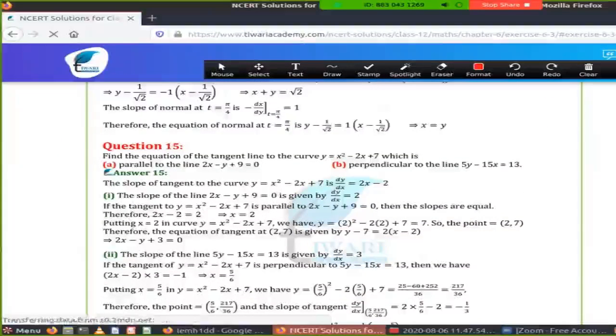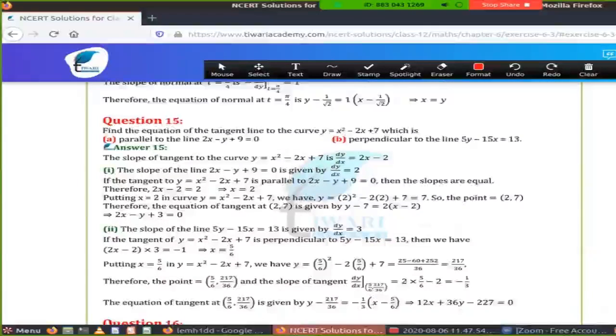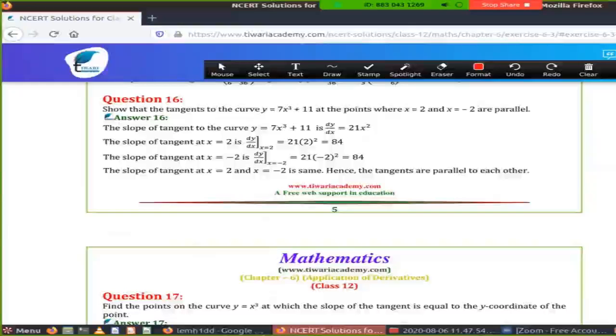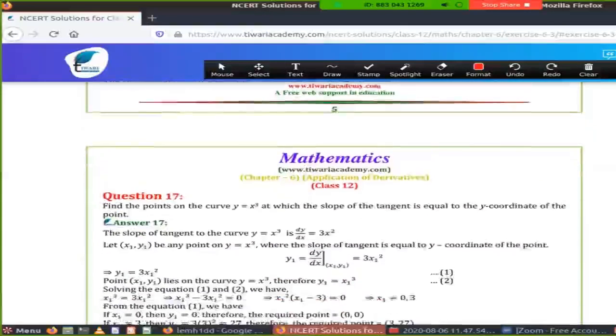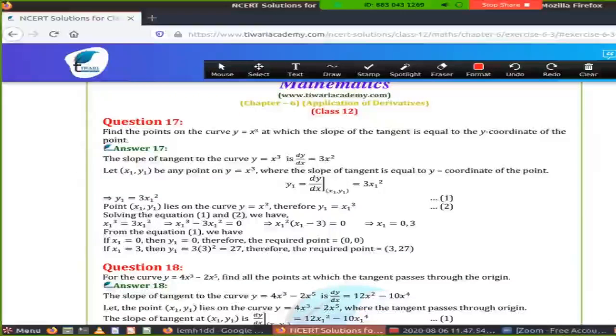Question number 15. Again, you can do it: if two lines are parallel then their slopes are equal, and if the lines are perpendicular then the product of the slopes will be equal to minus 1. Now question number 16, you do it on your own. Question number 17, you do it on your own.